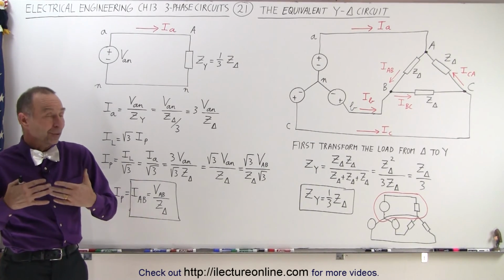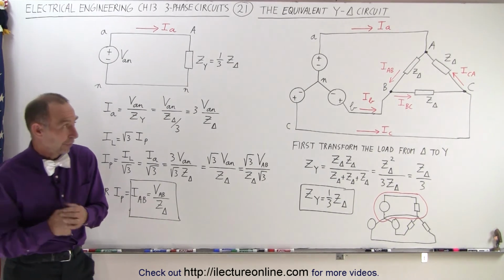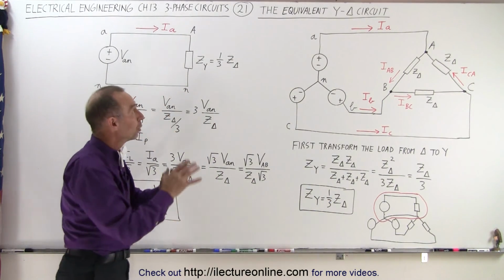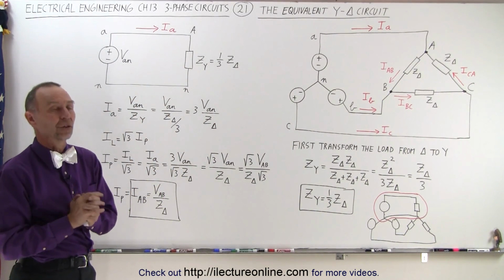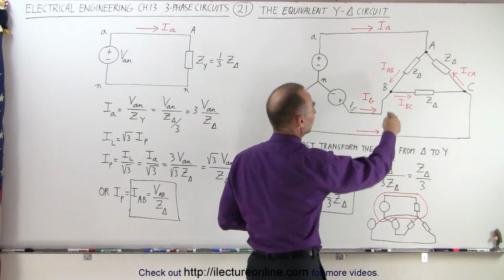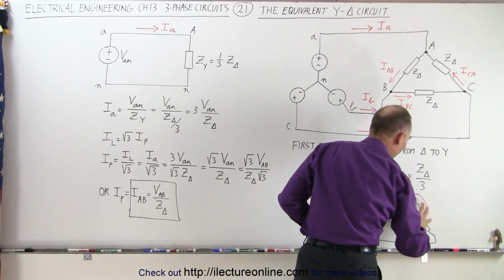Here we're going to do something quite interesting. We're going to again try to find the phase current in the load by doing what we call an equivalent Y delta circuit. We're going to do a conversion. What we're going to do here is take our load, which is a delta load, and convert it into a Y load.